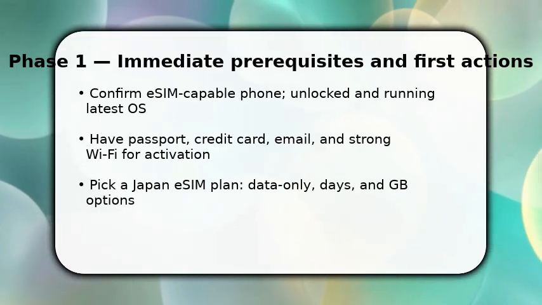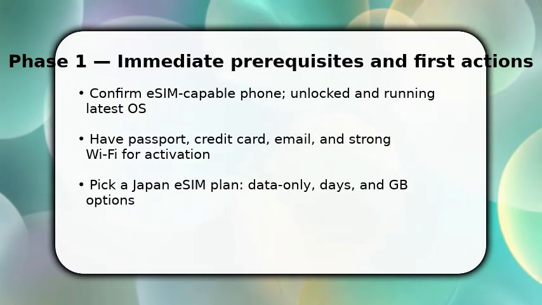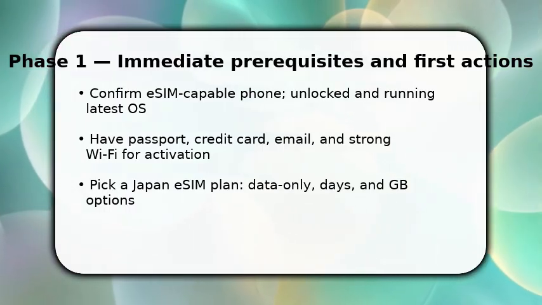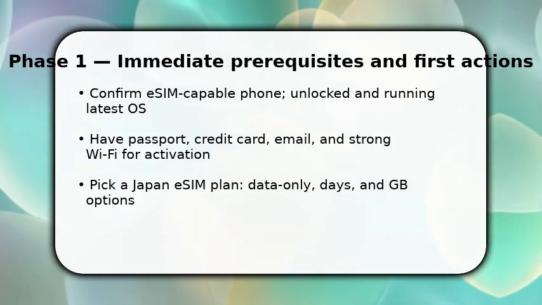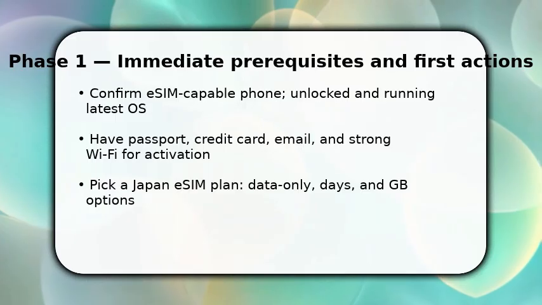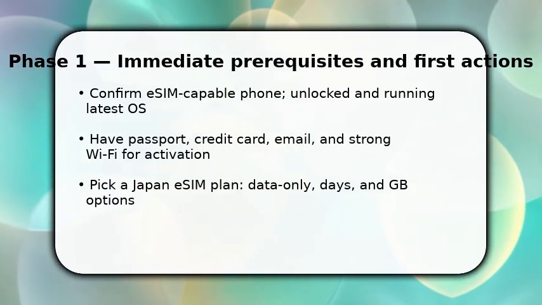You start by checking your phone and account. Make sure it supports eSIM and is unlocked, because carriers refuse locked devices. Once done, compare plans, days, gigabytes, and speed, and choose one that matches your itinerary.